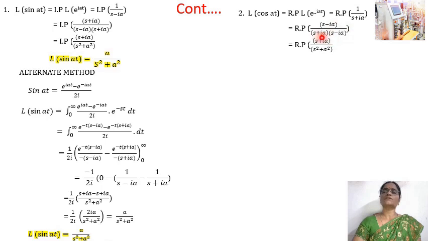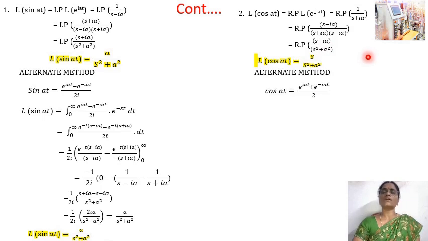If you do that, in the denominator you will get the form of a plus b into a minus b, which gives a squared minus b squared. I squared is there, that will become minus 1, so you will get a plus sign here. The real part of this is nothing but s upon s squared plus a squared. So the Laplace of cos at is s upon s squared plus a squared. You should know the difference between sin at and cos at. If you have sin at, a will be in the numerator. If you have cos at, s will be in the numerator.